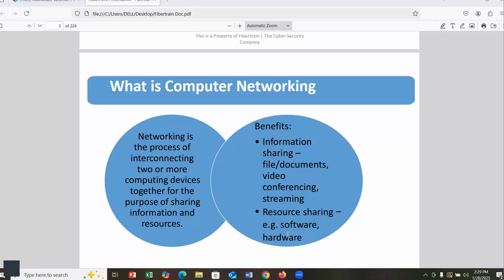So those are the benefits of computer networking. The first benefit is information sharing, and the second is resource sharing.